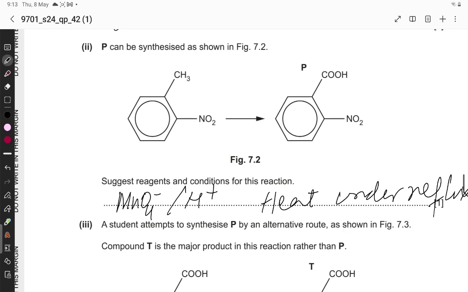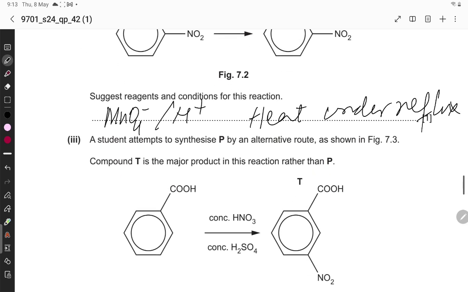Suggest reagents and conditions for this reaction. CH3 is methyl, so the reagent is potassium manganate, acidified potassium manganate, and the condition is heat under reflux.